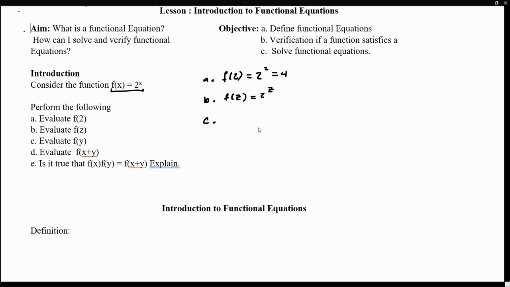Now for c, we want to find out what f of y is. So f of y: go to the function f and evaluate it at y. Every time we see an x, we just substitute it with y. So we get 2 to the y.